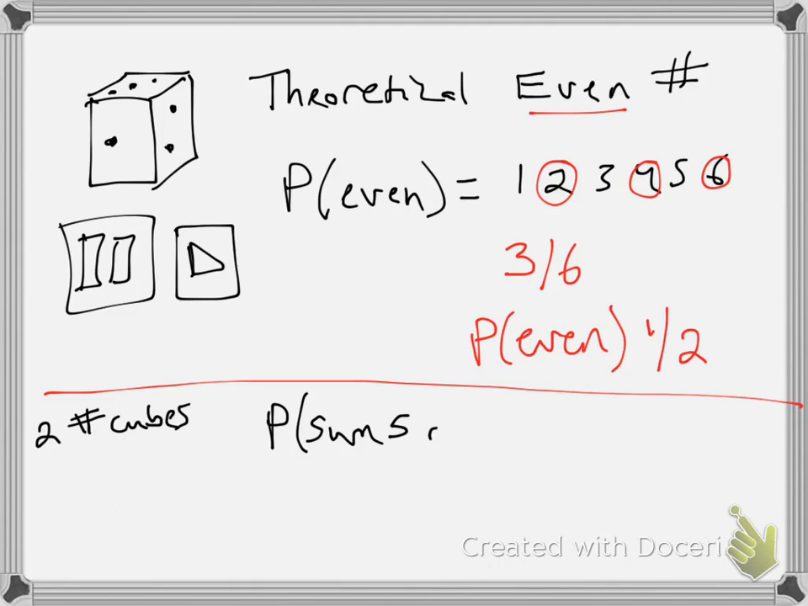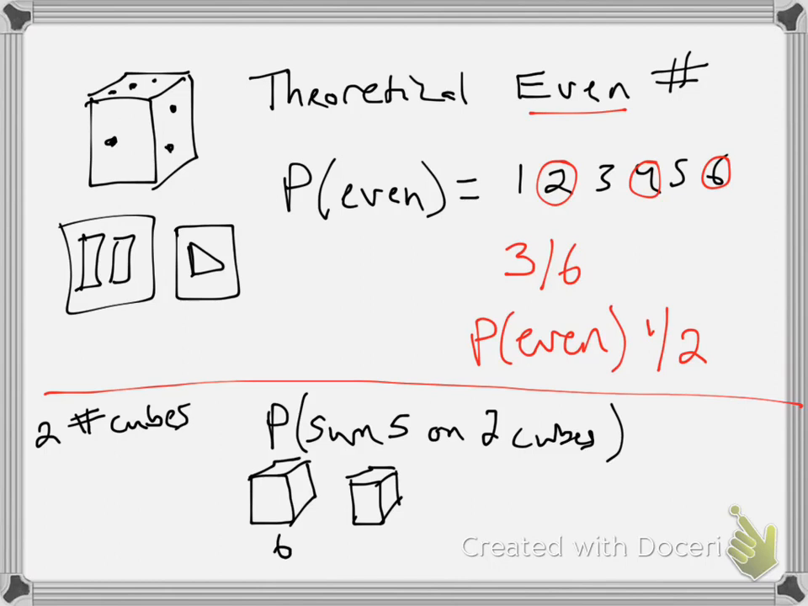Or is it dice? I can't even remember if it's die or dice. We'll call them cubes. So what's the probability of getting a sum of 5 on the 2 cubes? Hopefully you can see that there are 36 possible outcomes. Why? Because I've got 6 possibilities from cube 1 and 6 possibilities from cube 2, and we learned the other day that the fundamental counting principle tells me there are 36 possible outcomes when I roll the 2 dice.